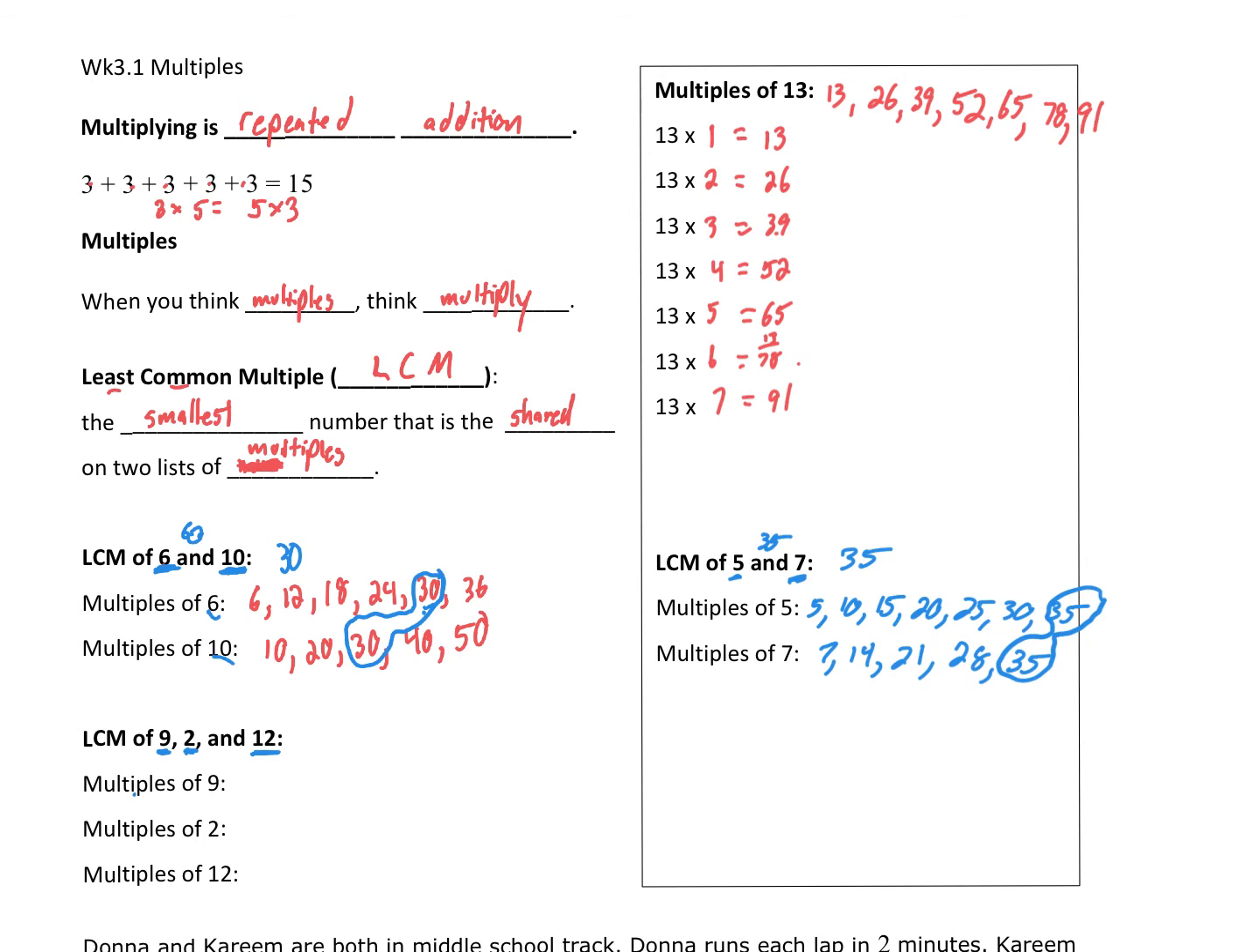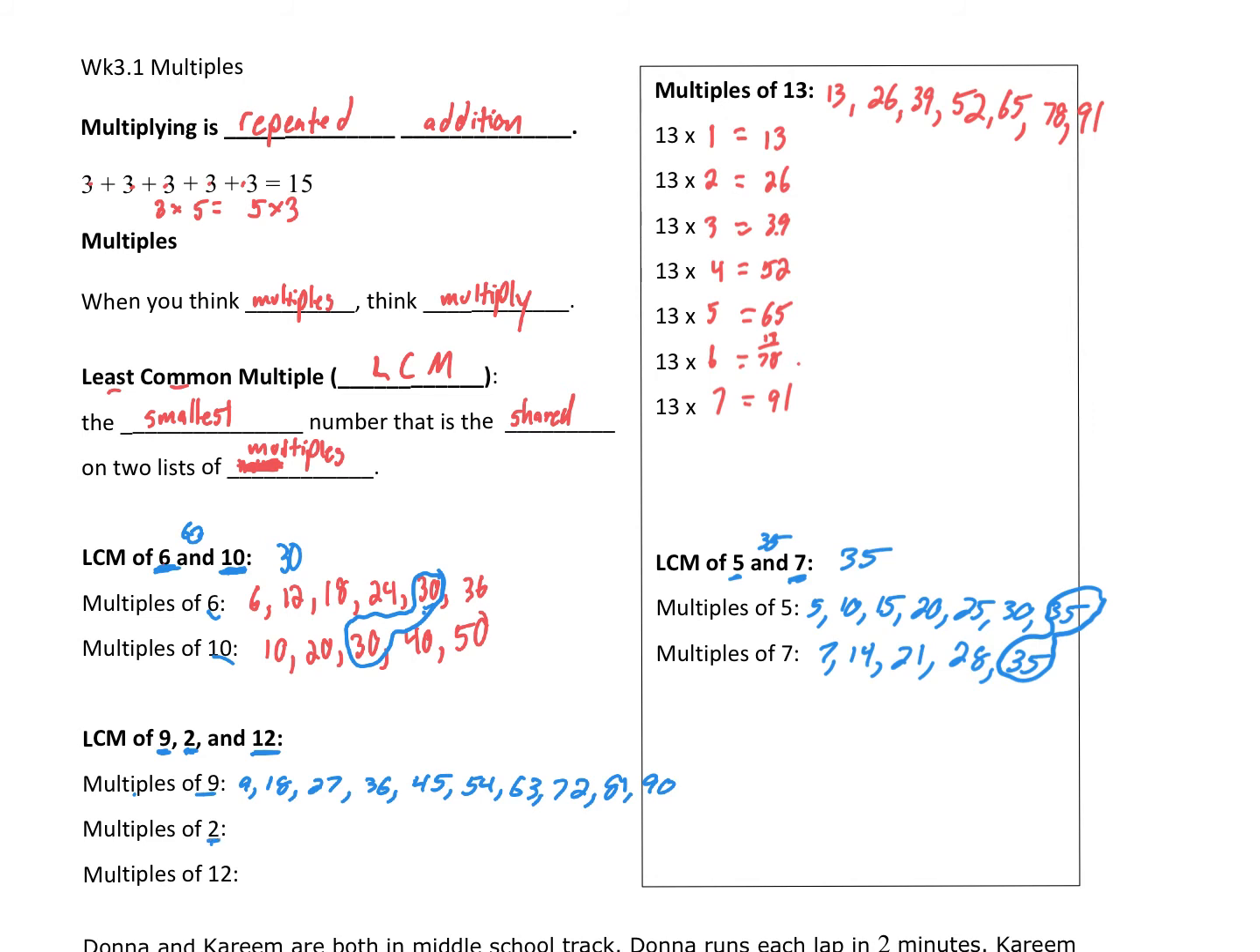Let's first list some multiples of 9. So you could just keep multiplying 9 in your head. You can probably do this faster than I'm writing right now. 72, 81, 90. Okay. Multiples of 2.